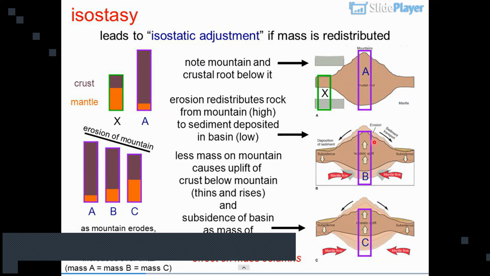When a mountain is going up, we call it uplift, or you can call it isostatic uplift. When sediment are deposited on this side, you can see those two sides are going down.